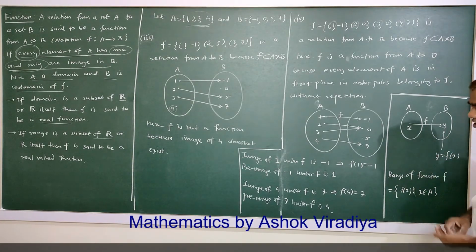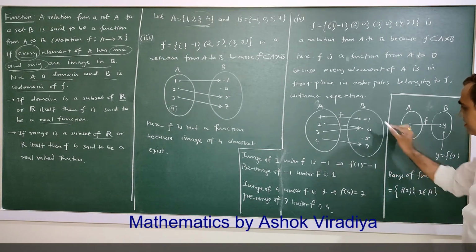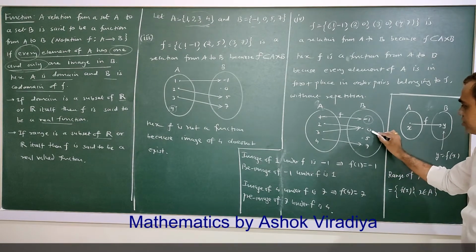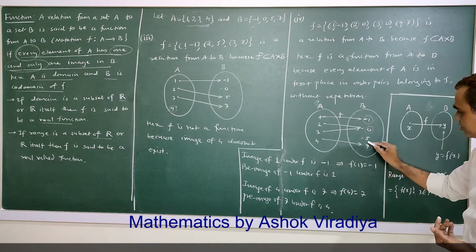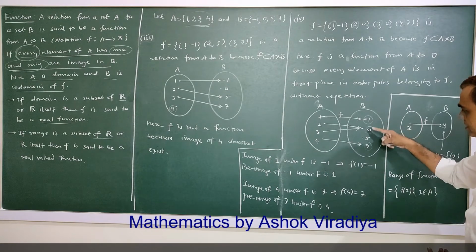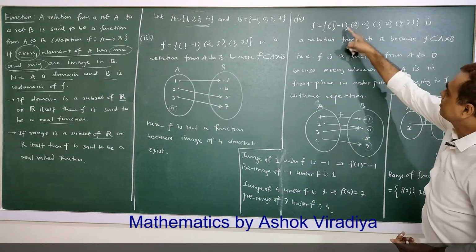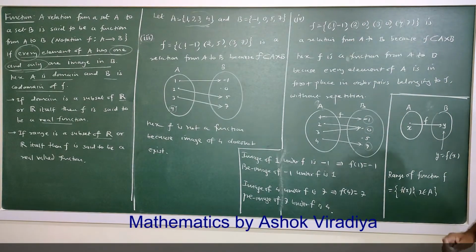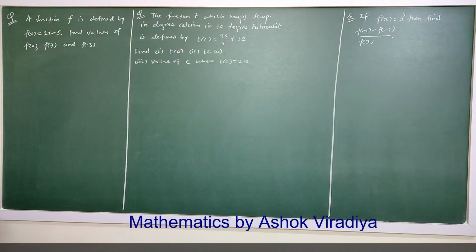So say here the range is the set of images. This is an image, this is also an image, this is not an image, this is also an image. So here the range contains -1, 0 and 7, and it is also clear from this set -1, 0, 7. So this was about function. Now questions on function.